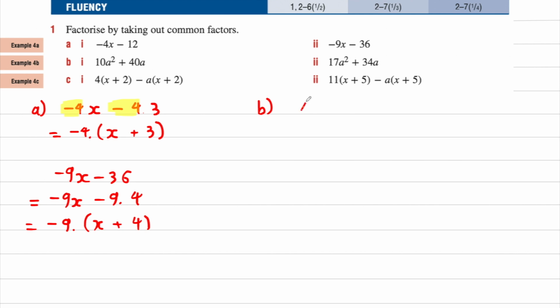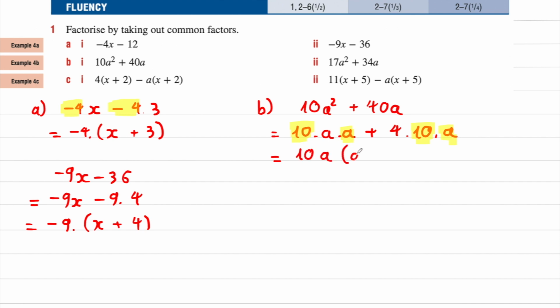And for question B, you have 10a squared plus 40a. 10a times a, plus 4 times a times 10. You have two common factors: 10 is the first one and the second one is a. That's why you get 10a, and then a plus 4 in here.